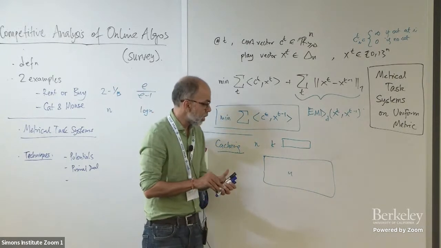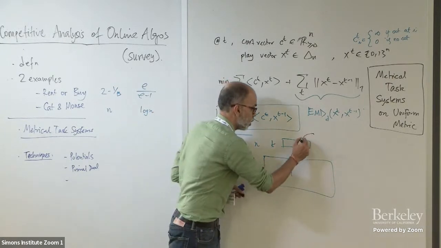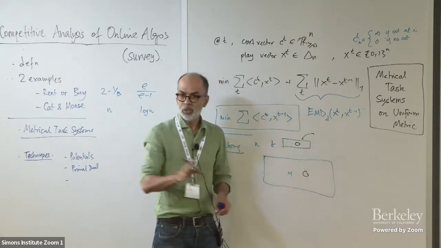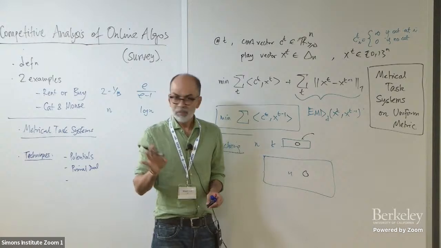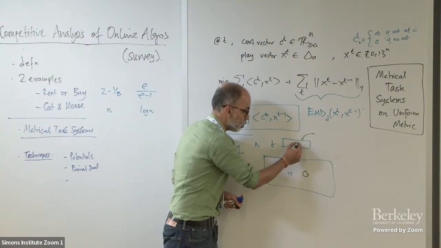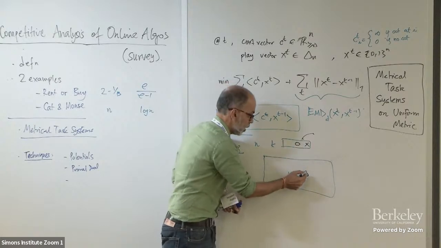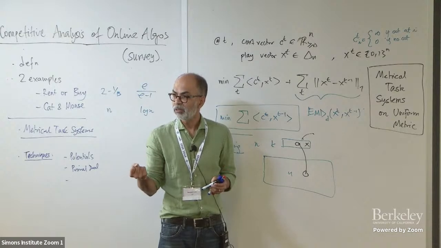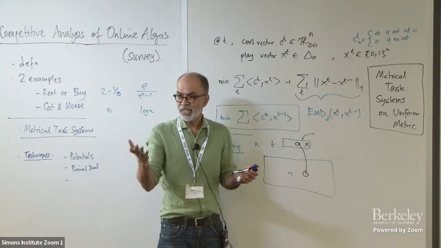Requests come in, and a request is for a page. If this page is in the cache, you don't pay anything. But if this page is not in the cache, and the cache is full, you might have to evict some page from the cache, and then bring this page in. You want to minimize the number of evictions. This is the caching problem.